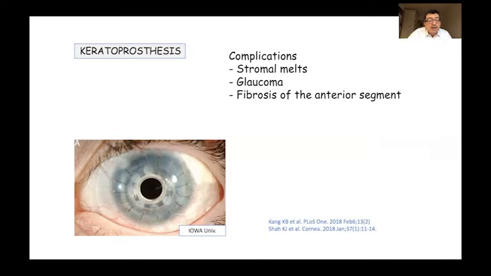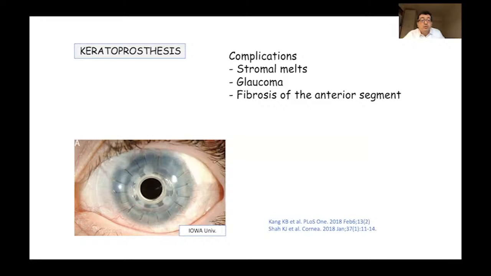Keratoprosthesis is another tool that we can use in the management of E.E.C.-associated keratopathy. However, it is an artificial cornea that is placed in the central part of the corneal graft, as you can see here, and that is secondarily sutured to the patient's cornea. But such a device is associated with stromal melt, glaucoma, and fibrosis of the anterior segment. So it is only used in the very last stages of the disease.